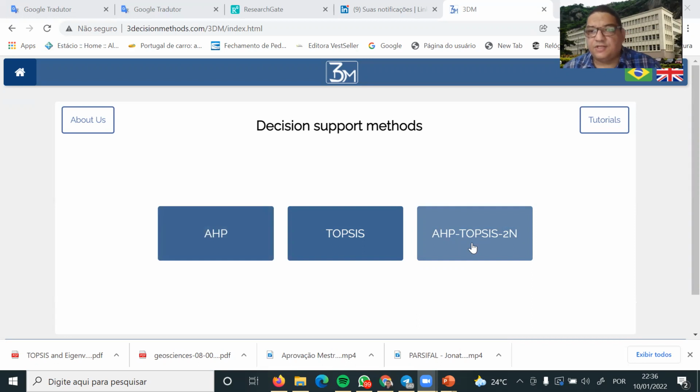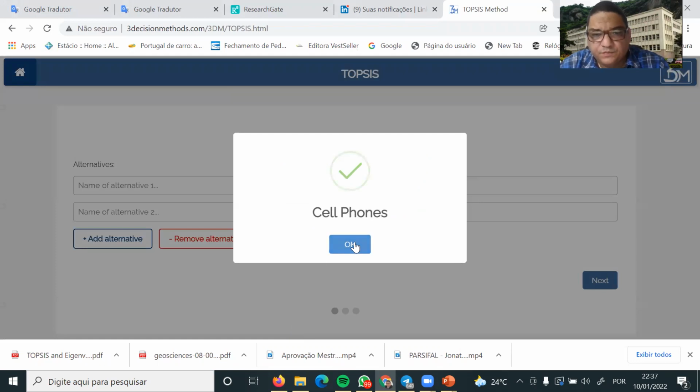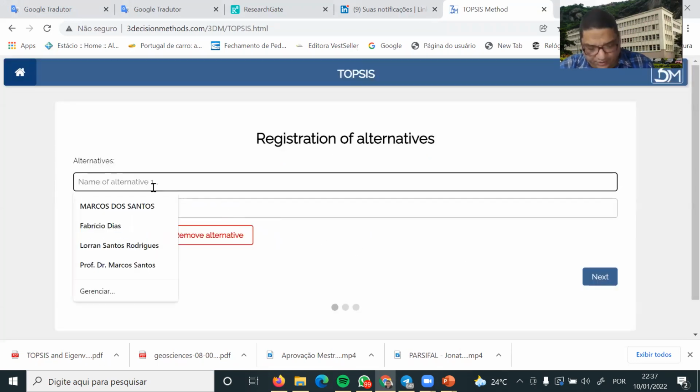Like I said, you just need the decision matrix and the weights of each criterion. So first, TOPSIS. So give your analysis a name. Cell phones. Cell phones, confirm. Okay. So alternative 1, iPhone.